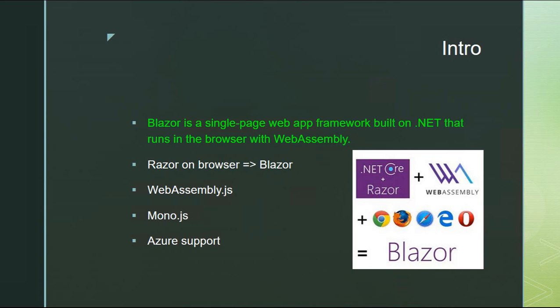So how is it going to work? That's what we call WebAssembly. It's an open standard maintained by the Mozilla community. The name Blazor comes from Blazor running on the browser. WebAssembly is a JavaScript library, and it runs in the browser in the same sandbox in which JavaScript runs.